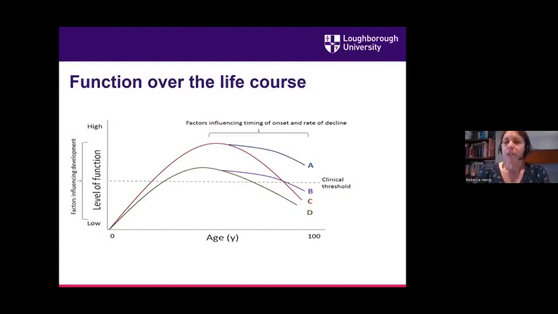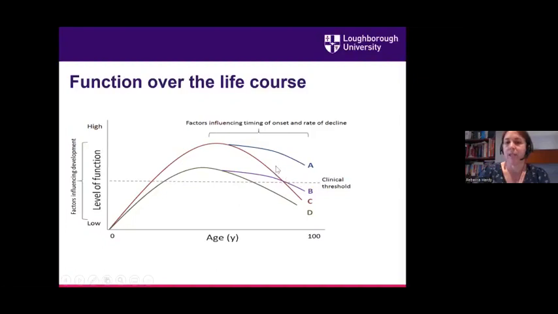So a lot of bodily functions look like this. This is a schematic diagram of that. We have a developmental period in early life, we have a peak or a plateau in early adulthood, and then we have age-related decline. And you can see from this schematic diagram that the way that people age and where we hit this threshold, below which is where disease occurs.